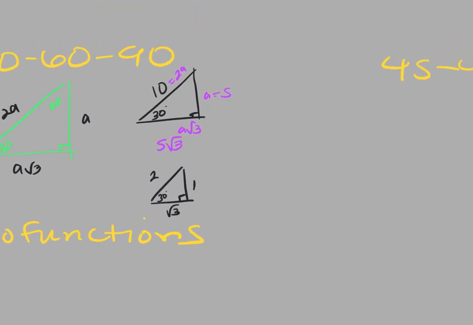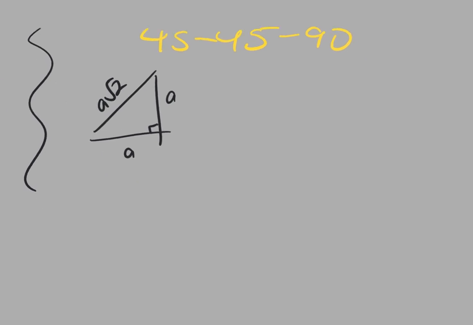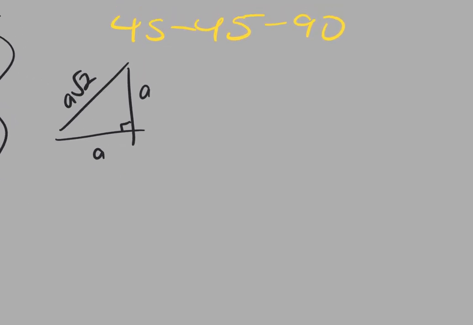If it's a 45, 45, 90 triangle or an isosceles right triangle, again, any right isosceles triangle would have the side lengths a, a, and a root 2. Those would be the ratio of the sides. So if I just gave you one that had the 45, and I told you this was 10, again, if I wanted to find the other side lengths, I'd have to say that 10 equals a root 2, and I'd have to solve for a.